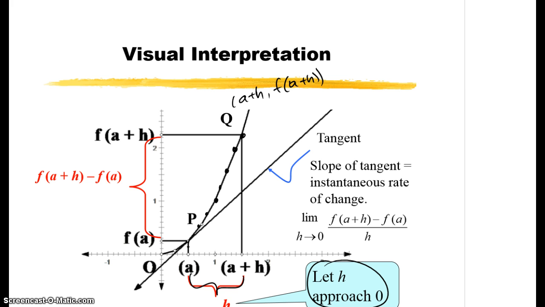Okay, so this secant line became a tangent line when we took the limit as h approaches 0 of the difference quotient. So remember, the slope of the tangent line is simply the instantaneous rate of change. It tells us how this function changes at that instant when x is equal to a.